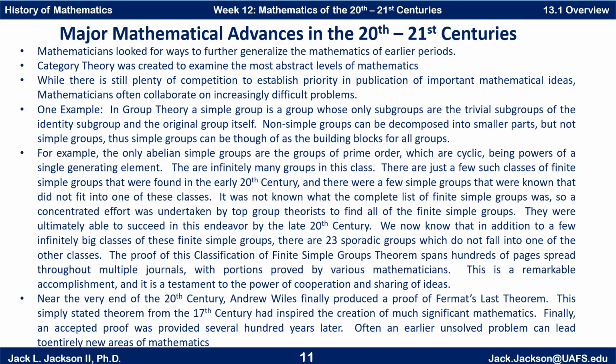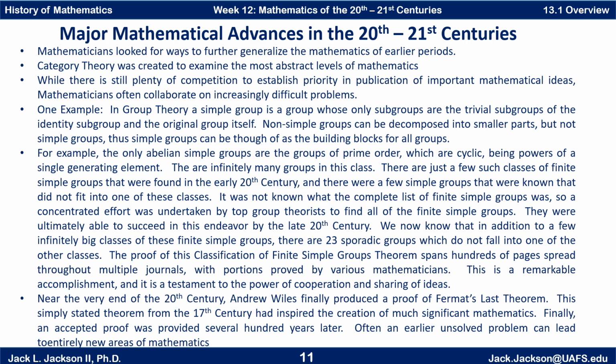Non-simple groups can be decomposed into smaller parts, but not simple groups. So simple groups can be thought of as the building blocks for all groups. So one natural question is, well, what are all these simple groups? One example: the only abelian simple groups are the groups of prime order, which are actually cyclic, being powers of a single generating element. There are infinitely many primes, so there are infinitely many groups in this class.